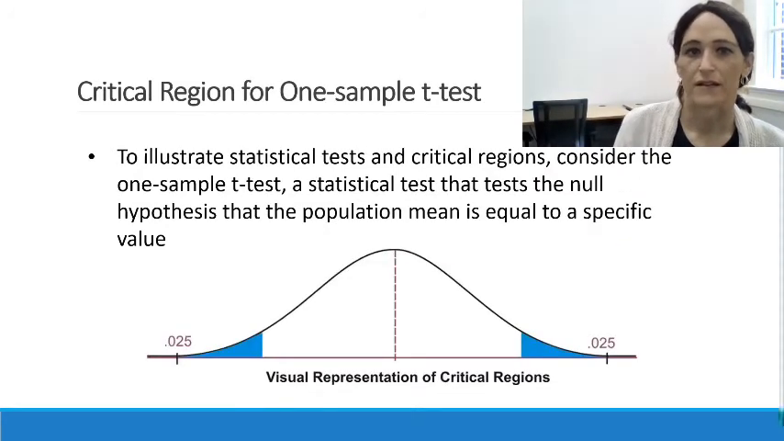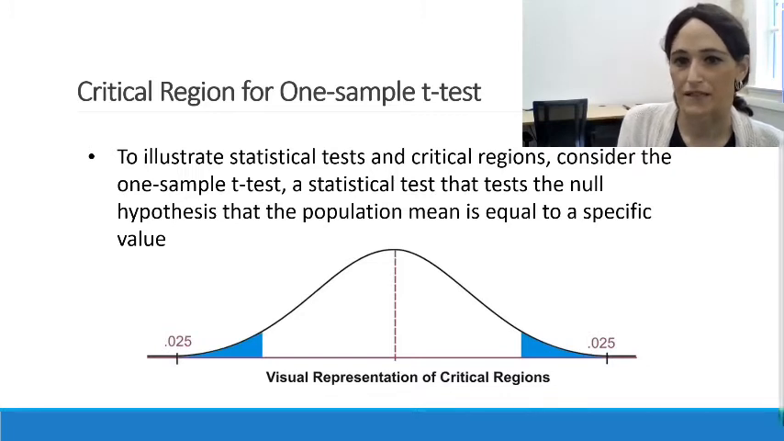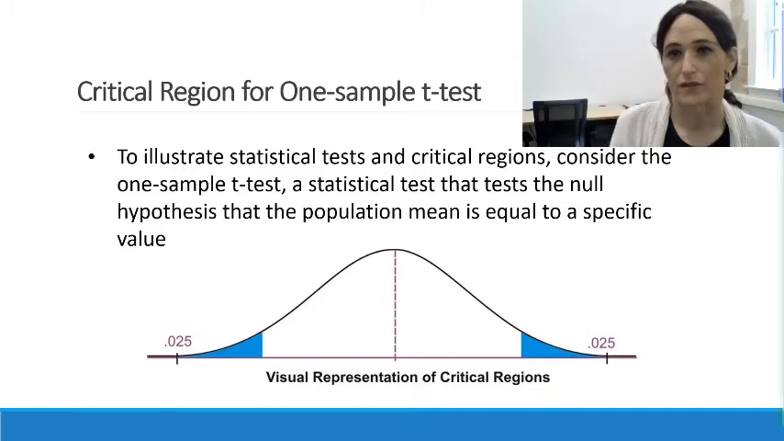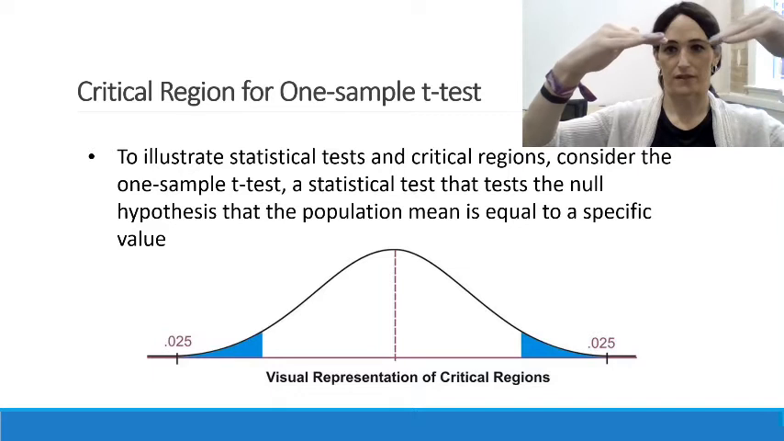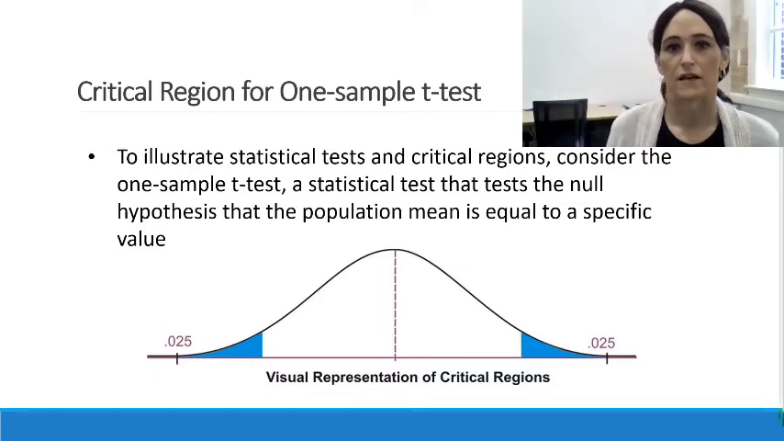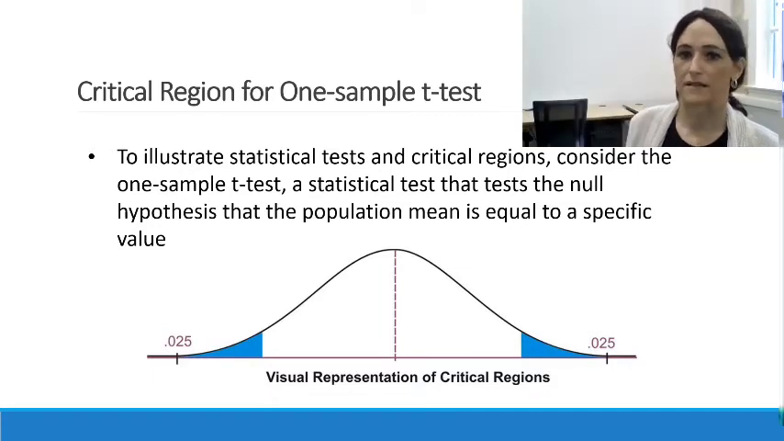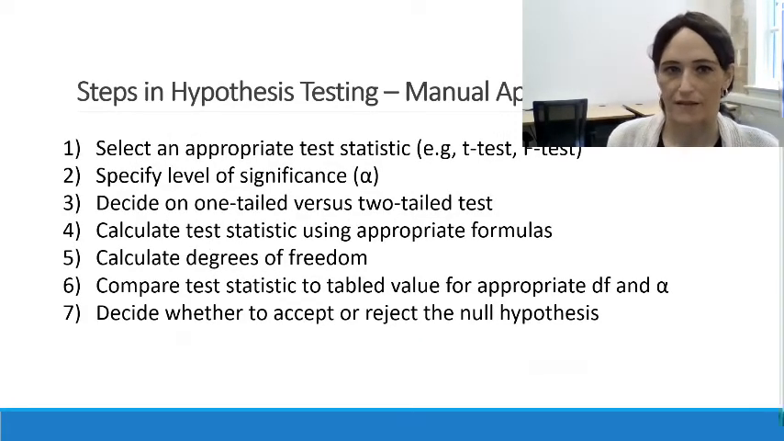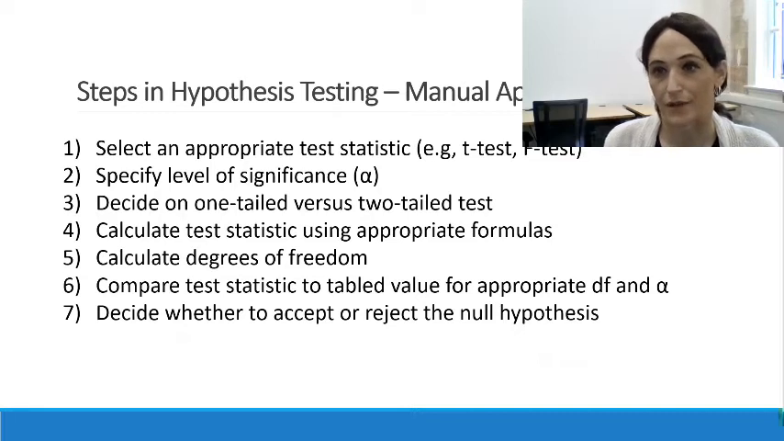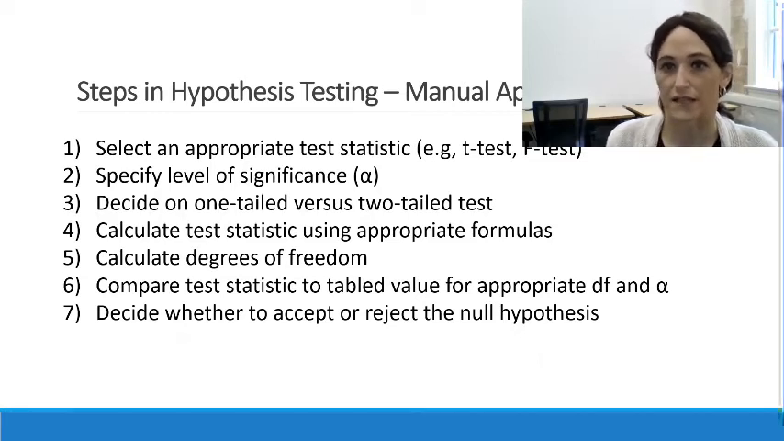So to illustrate the statistical tests, we might say that our critical region is in this t distribution. Notice that it's not as peaked as a perfect standard normal distribution. It's a little flat, there's a little more area in the tails. And the steps in doing a manual approach to hypothesis testing: first we select an appropriate test statistic. We can do a t-test, we can do an f-test, we can do any number of different types of tests, and we're going to cover t-tests and f-tests in this course.